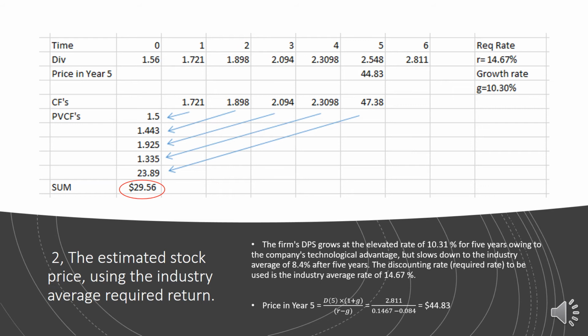And the price in year 5 is calculated by discounting the dividend from year 6. And we also must apply the industry average growth of 8.4%. And the resulting price in year 5 is $44.83. With this information, we can now have the cash flow from year 1 to year 5 and the present value. We calculate the present value of the cash flow from year 1 to year 5, and then we add it up together, and the result is $29.56. This is the estimated stock price of Ragan Engines using the industry average required return. This is also the most you could pay in order to earn 14.67% on Ragan Engines.